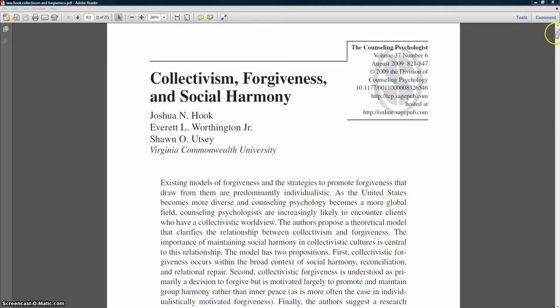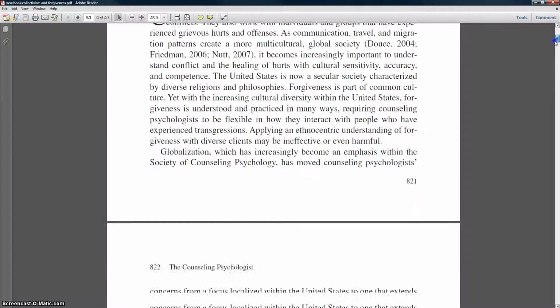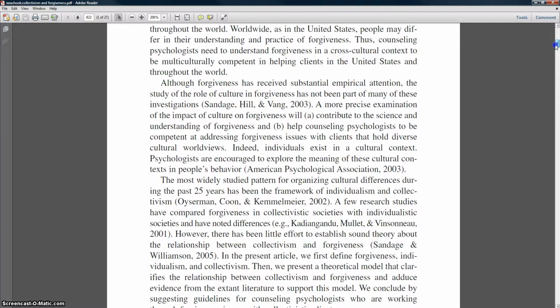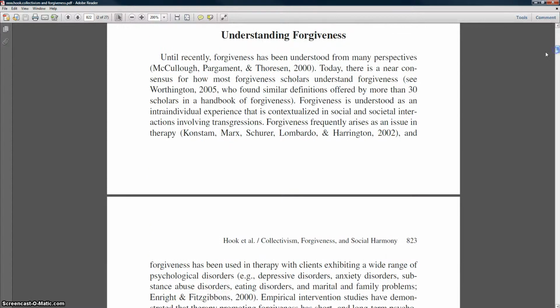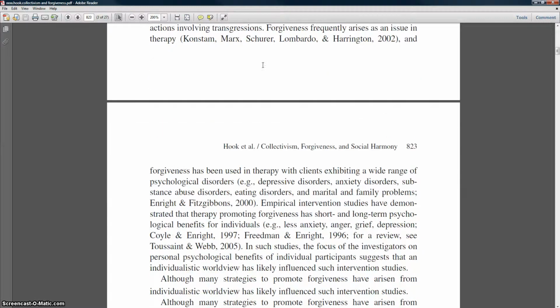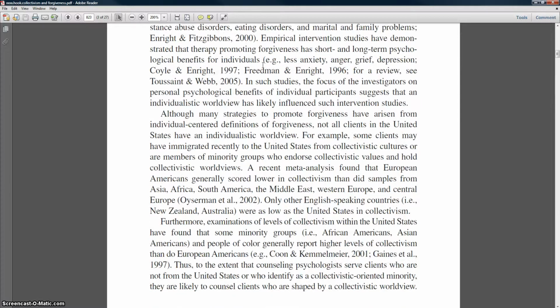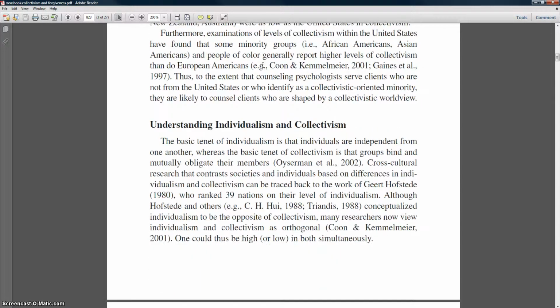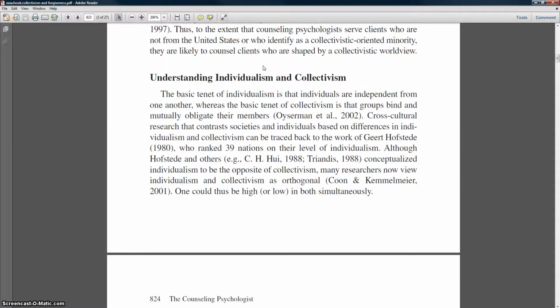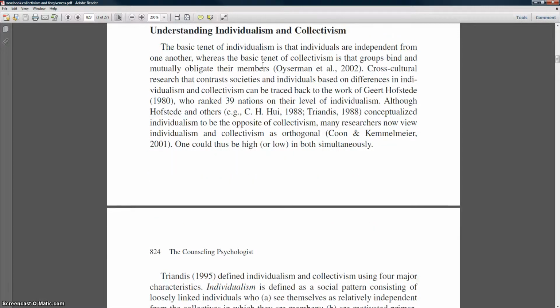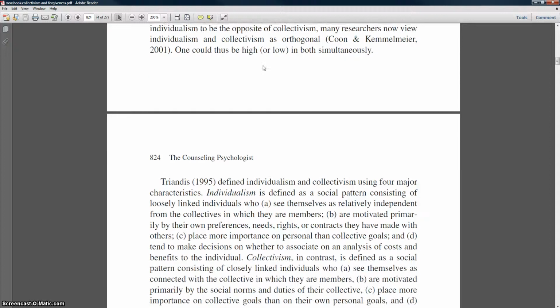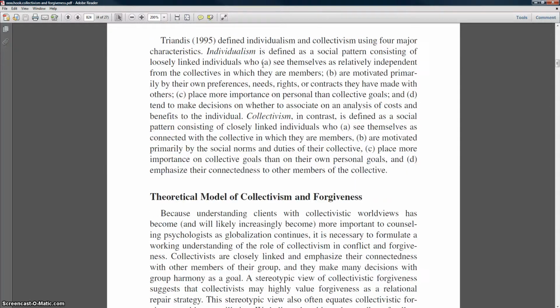So the beginning of the paper lays out some of the rationale for looking at collectivism and forgiveness. It starts from broad and goes to narrow, understanding forgiveness. So there's a section on different theoretical perspectives on forgiveness and some of the limitations of our understanding as it relates to cross-cultural work. And then they start moving towards the topic of individualism and collectivism, which is the main cultural distinction that Josh was wanting to look at in his master's thesis.